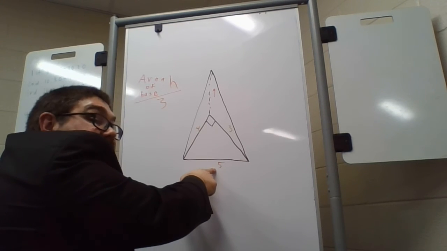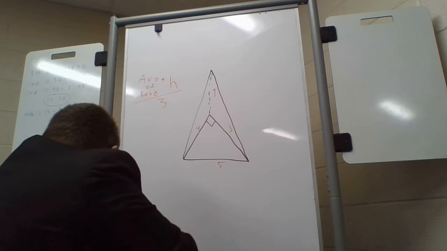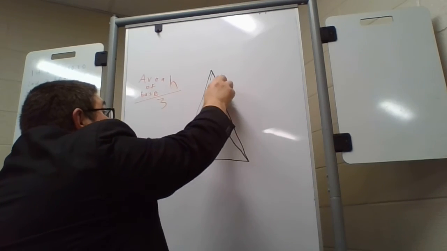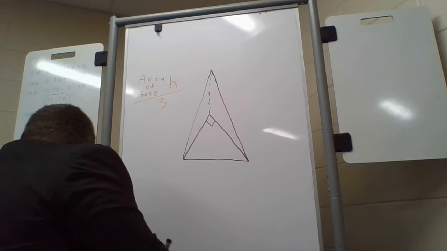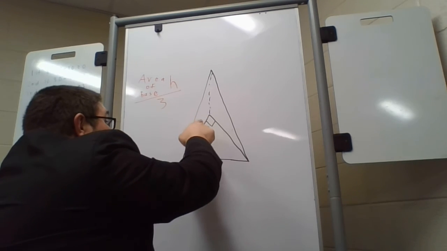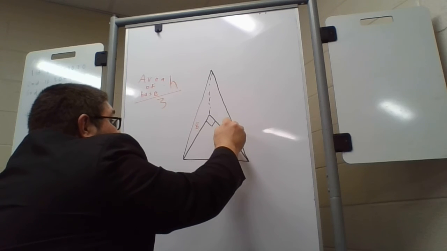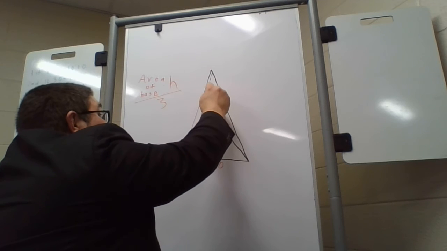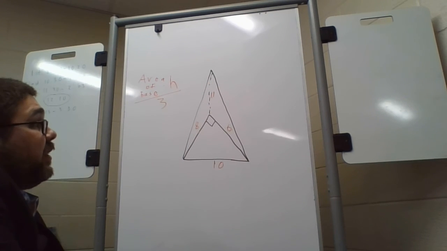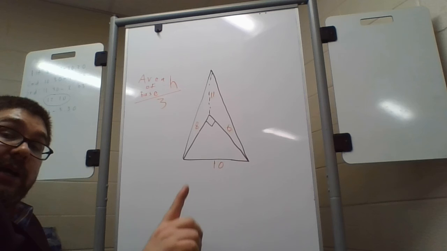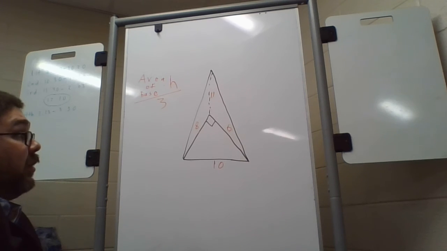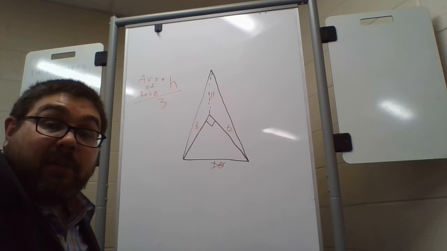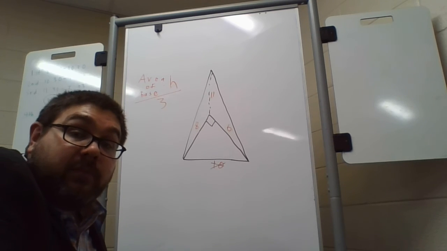See, the longest side is 5. Actually, let's change the numbers here so we can try something different. Let's make it 8, 6, 10, and 11. Now, this time, I'm going to do this the quick way. The base, we have 8, 6, and 10. Cross out the 10. It's the biggest number, so we're not using it. Okay?